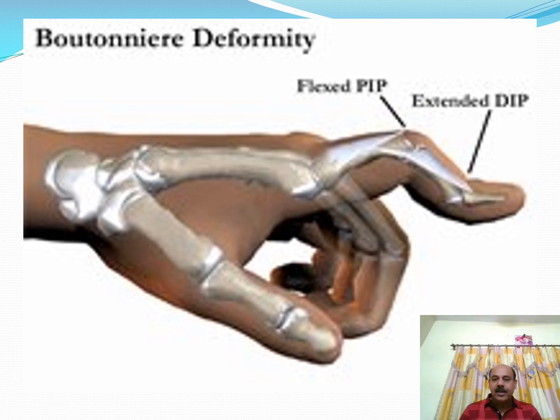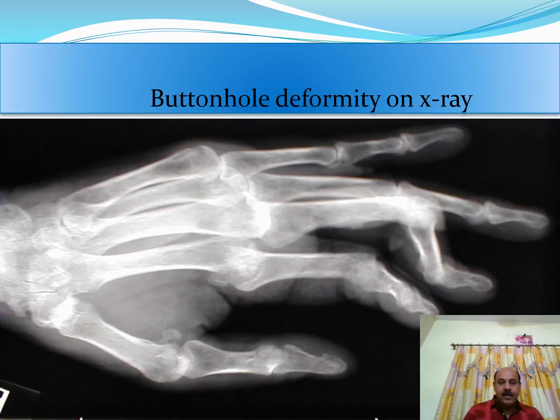This is button-hole deformity. This deformity is exactly opposite to swan neck deformity. In swan neck deformity, there is hyperextension of proximal interphalangeal joint, whereas in this picture you can see the flexion of proximal interphalangeal joint. Whereas in swan neck deformity, there is flexion of distal interphalangeal joint, and in button-hole deformity, there is hyperextension of DIP. So this deformity is exactly opposite to swan neck deformity. In this X-ray, again you can see the flexion of proximal interphalangeal joint and the hyperextension of distal interphalangeal joint.